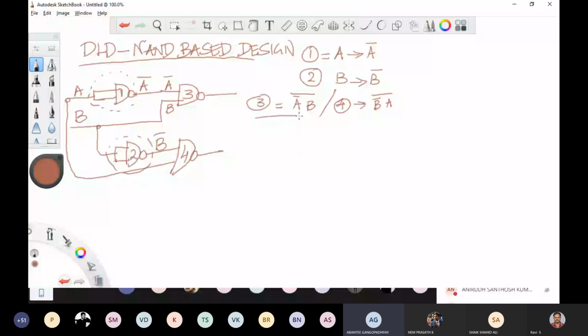No, sir. So number 5 takes A bar into B whole bar as first variable, B bar into A whole bar as second variable. Since this is applied to NAND logic, you'll get the full complement, A into B the whole bar. Correct?